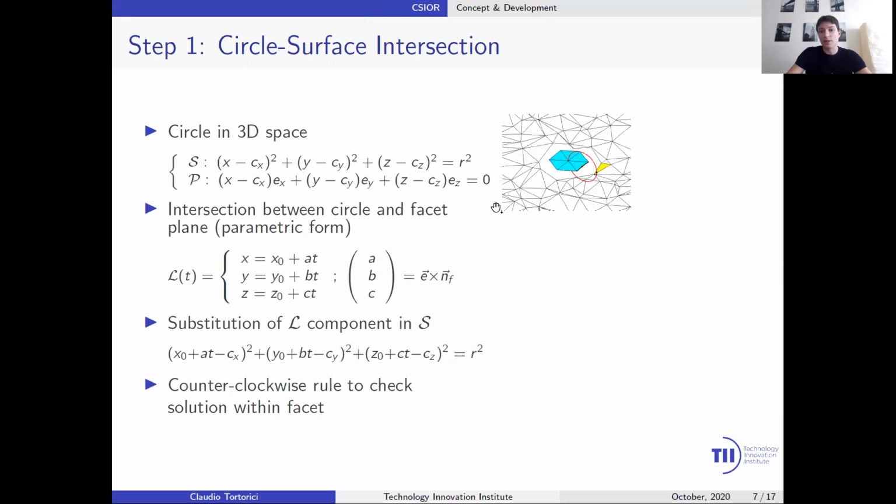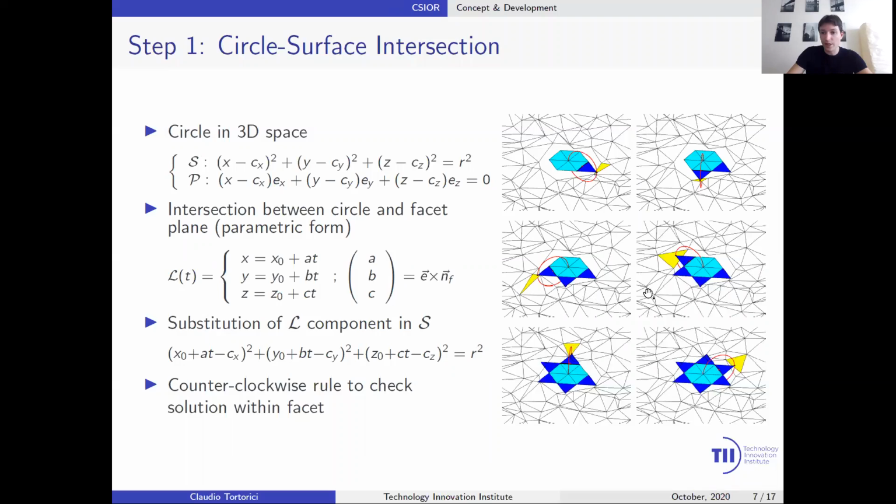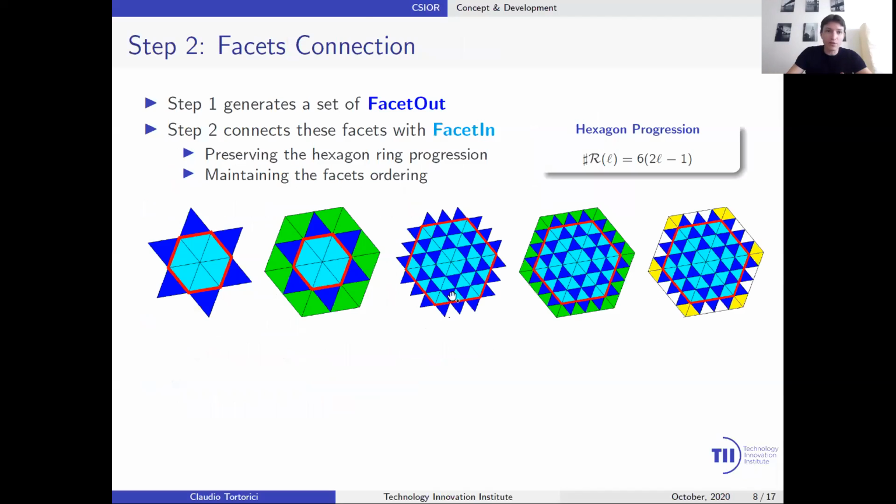Once the point is detected, we can connect it with new facets. And then we go to the next edge of the hexagon, and we generate a new circle, we find the intersection and generate the new facet. And we continue so on and so forth until we have expanded all the outer edges of the hexagon. At the end of the first step, we have a set of what we call facet out. We call them facet out because they are going outward with respect to the initial seed point.